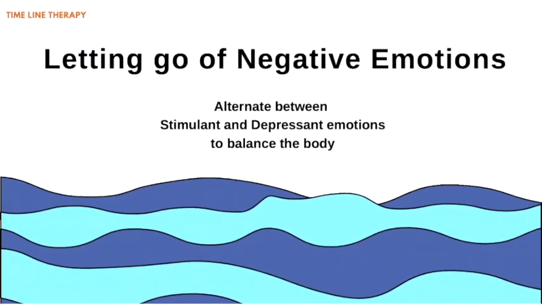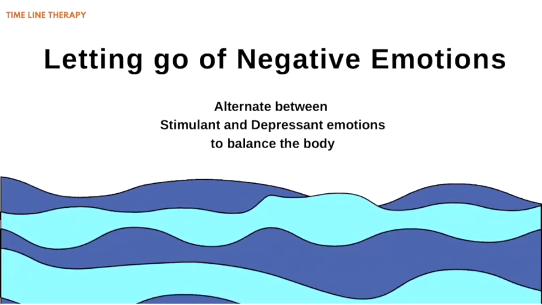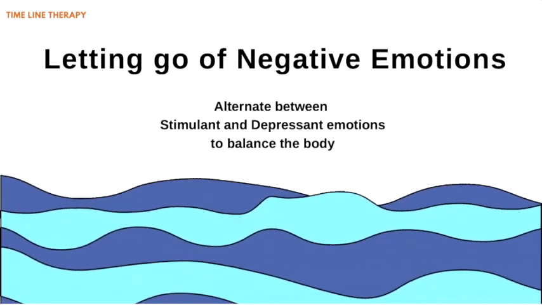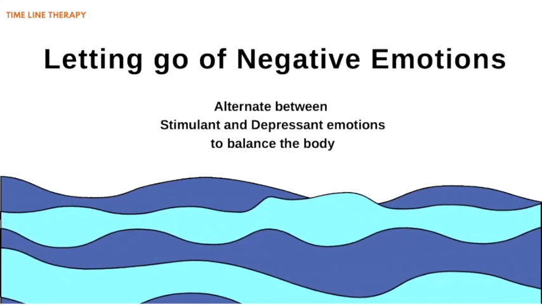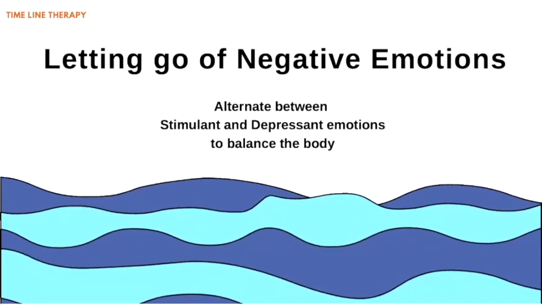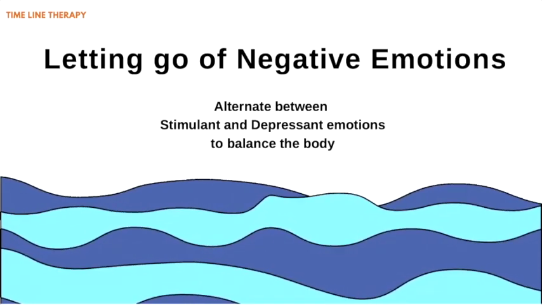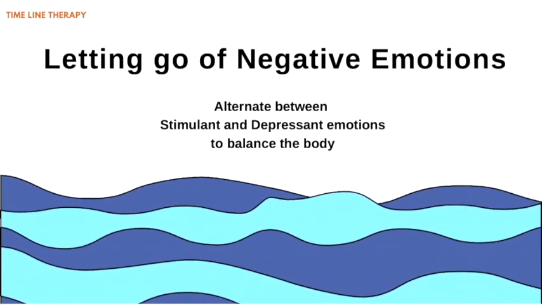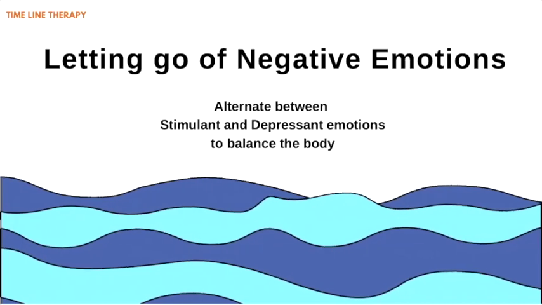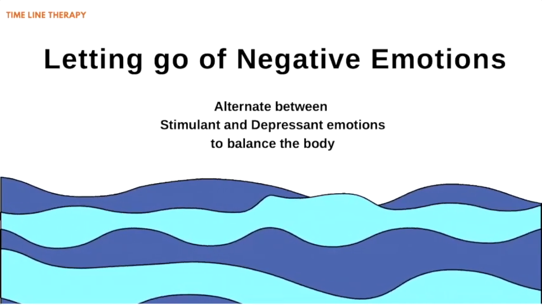Not at all. So the goal is when we release a negative emotion, we want to make sure we alternate between stimulant and depressant emotions. That's why we always follow the order of anger, then sadness, then fear, then hurt, then guilt. And if you do that, the body will remain balanced and it will be a very enjoyable experience for your client. And this weekend, I'll be here to guide you through that.